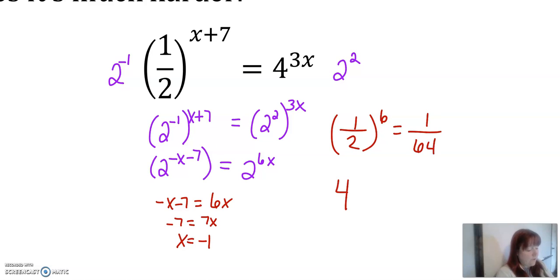Okay, and then 4 to the 3 times 1/2. So that's 4 to the negative third. And what's 4 to the negative third? Well, it's 1 over 4 to the third, which is 1 over 64. So sure enough, it works.